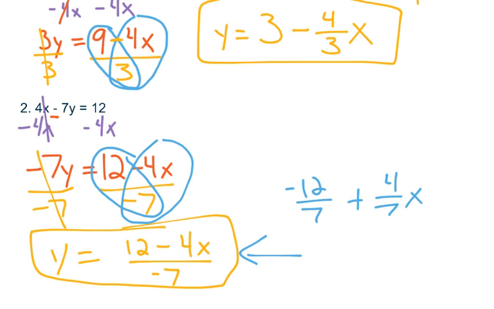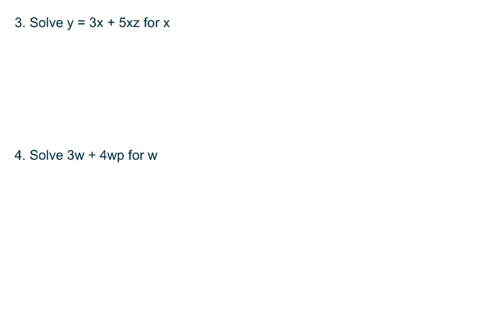Okay, let's move on to something maybe a little more complex. Number 3, solve y equals 3x plus 5xz for x. In the first two examples, we just had the one variable that we were looking for. But here, we're looking for x, but we have two x's in our problem. So the question becomes, which one? Well, there's only going to be one, and I'm going to show you how we're going to do that. I'm going to rewrite this, y equals. Notice that both of these terms on the right-hand side of the equation have an x.